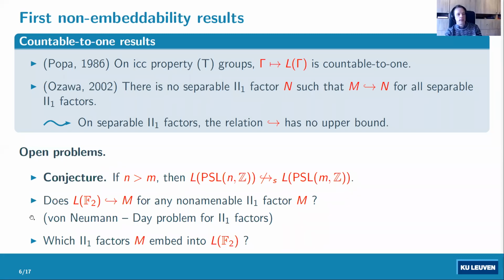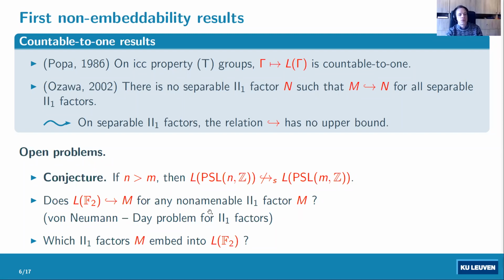Equally intriguingly, I actually do believe that a von Neumann algebra version of the von Neumann-Day problem might be true. What was the von Neumann-Day problem? It was asking whether every non-amenable group contains a copy of F2, the free group with two generators. Nowadays, of course, we know that this is not true. There are rather weird non-amenable groups that do not contain free groups. But on the level of II_1 factors, this might actually be true. I actually believe that any non-amenable II_1 factor should contain a copy of L(F2).